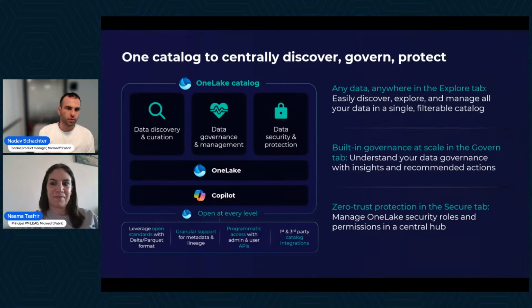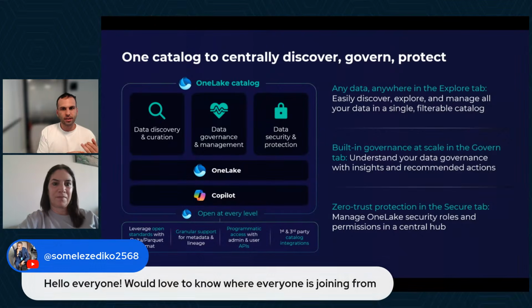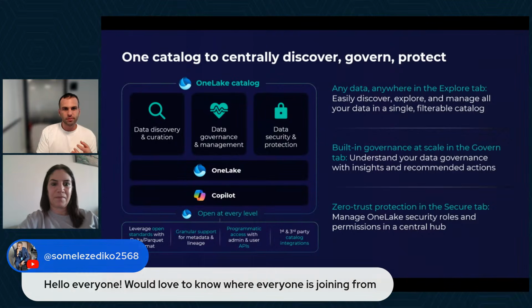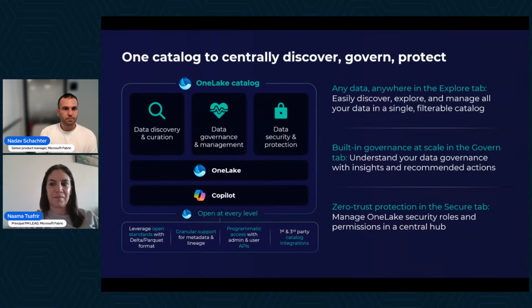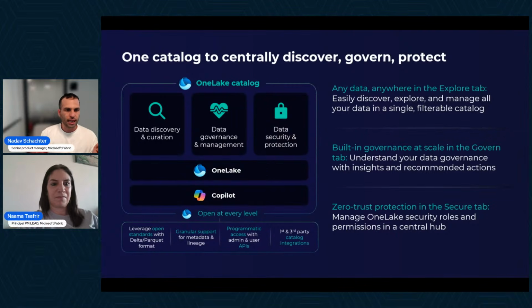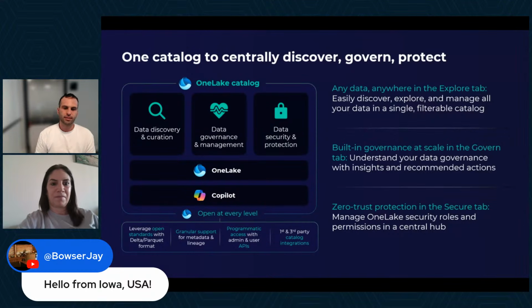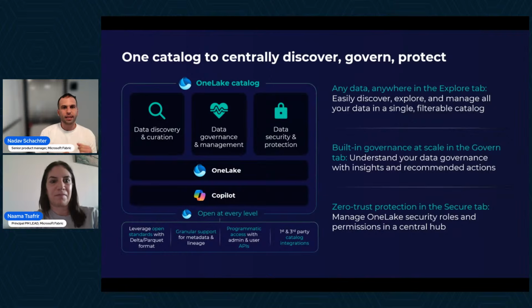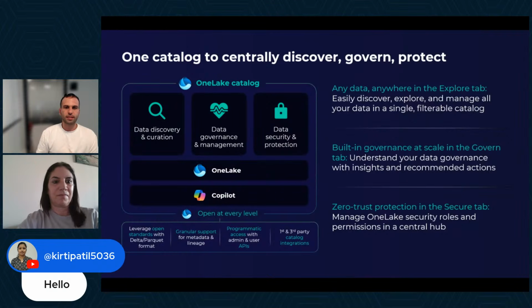The OneLake Catalog is Fabric's center nerve core, where you can find all of your data assets in one place, where you can discover them, govern them, and secure them all in one place. It's important to know that everyone that has access to either Power BI or Fabric has access to the OneLake Catalog. This is out of the box and automatically enabled, and does not incur any additional costs. This is basically part and parcel of Fabric.